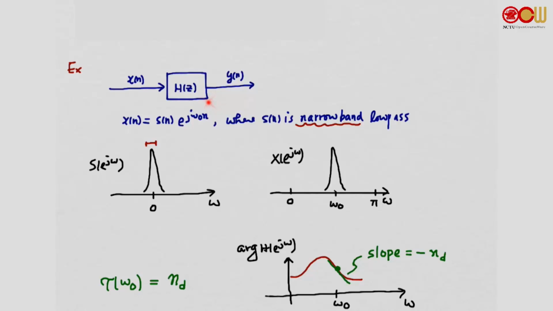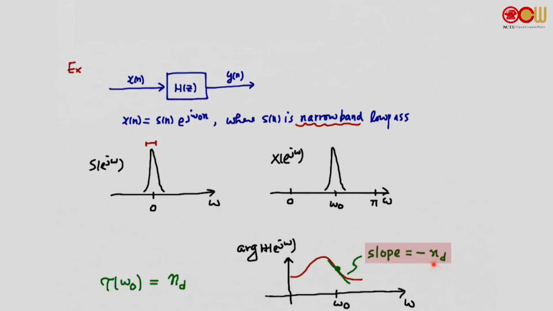When a signal is passed through an LTI system, the output Fourier transform is the product of X and H, right? Since X is such a narrowband signal, what matters to the output is the frequency response of H around omega 0. So let's look at the part of H around omega 0. Let's say at omega 0, the slope of the phase function is negative nd. We just say nd is some number and the slope is the negative of nd.